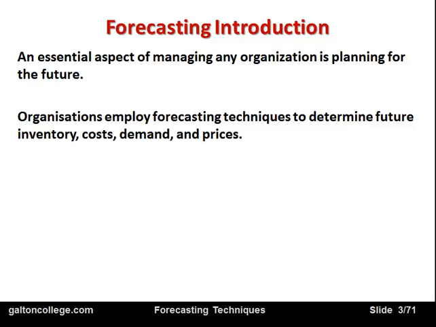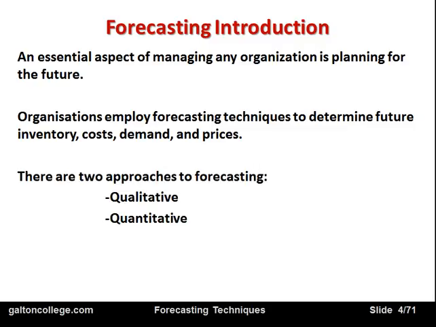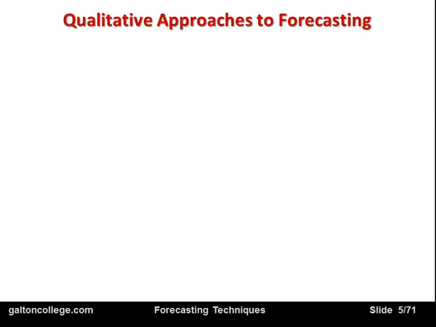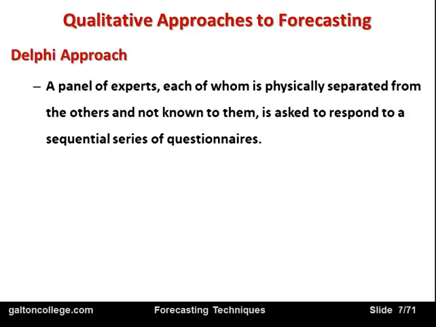This is an important aspect of running a business, to try and anticipate what's likely to happen and to plan for it effectively. Now, there are two approaches to forecasting, a quantitative and a qualitative. And we're going to briefly look at both of these in this session. We'll start with the qualitative approach to forecasting, starting with the Delphi approach.